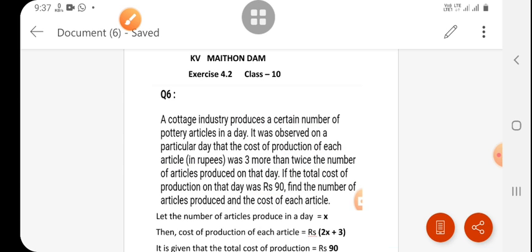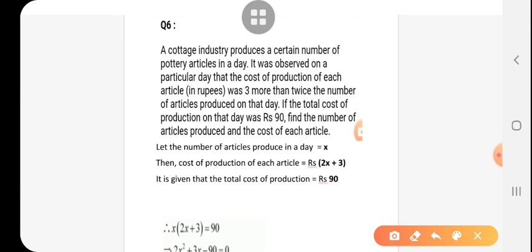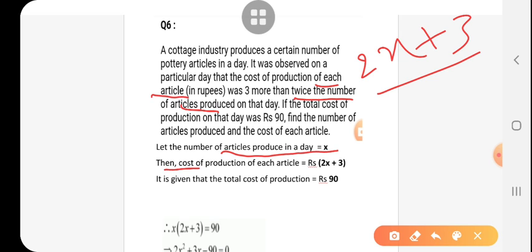So first, we let the number of articles produced in a day be equal to x. Clear? Next, the cost of production of each article, which is already given. Twice the number of articles produced. The number of produced articles is x, so twice, that means 2x. 3 more, plus 3, it means the cost of production of each article is equal to 2x plus 3.